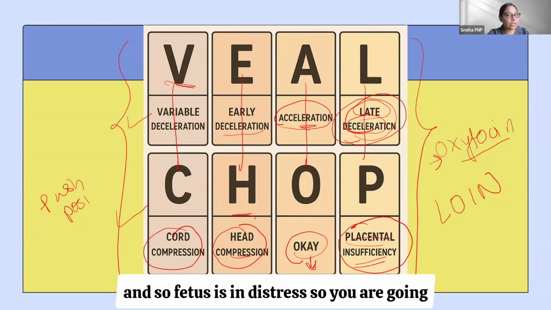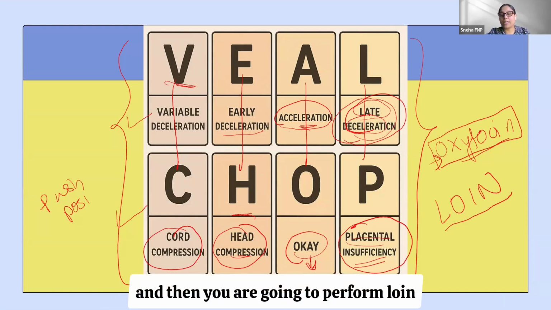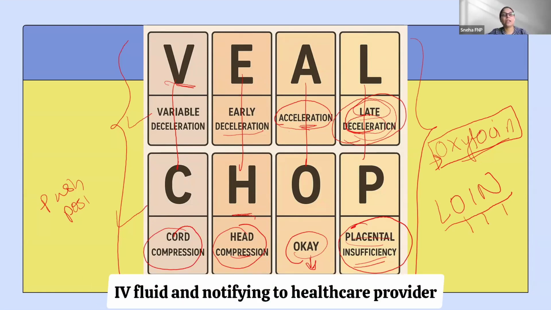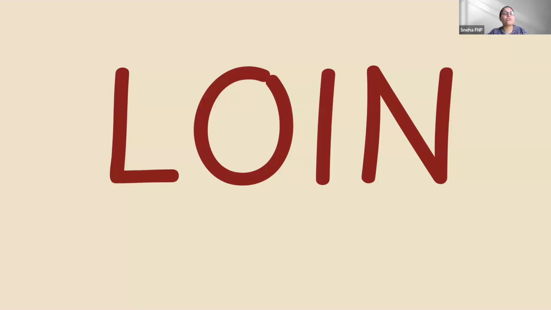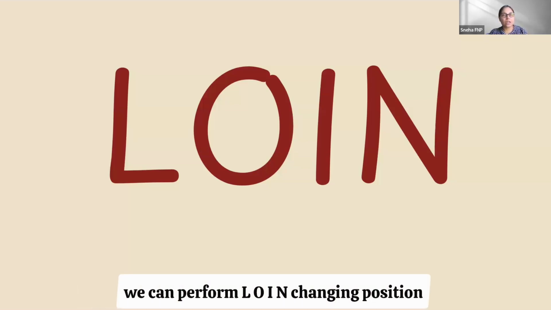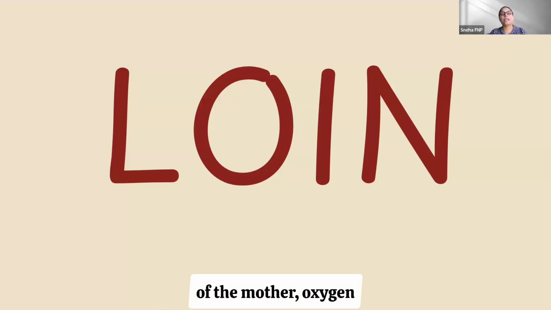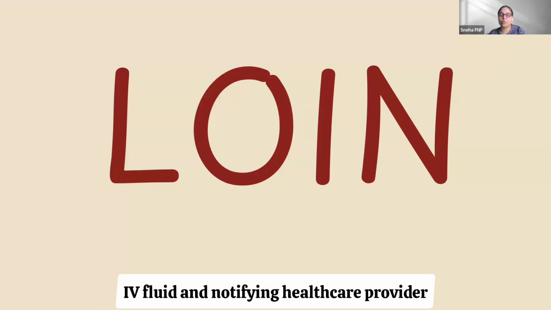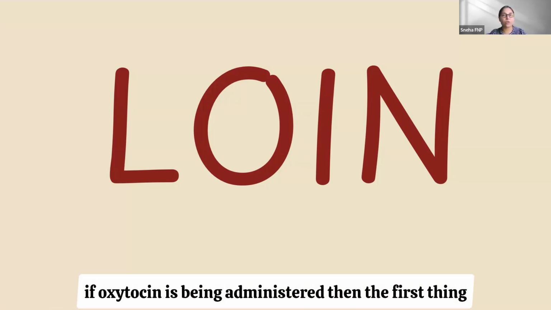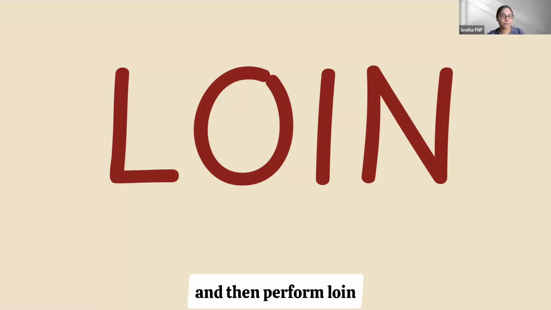Okay, and so the fetus is in distress, so you are going to discontinue oxytocin and then you are going to perform LOIN, which is position change, oxygen, IV fluid, and notifying the healthcare provider. And for any abnormal fetal heart rate pattern, please understand, we can perform LOIN: changing position of the mother, oxygen, IV fluid, and notifying the healthcare provider. And please remember, if oxytocin is being administered, then the first thing that you are going to do is discontinue oxytocin and then perform LOIN.